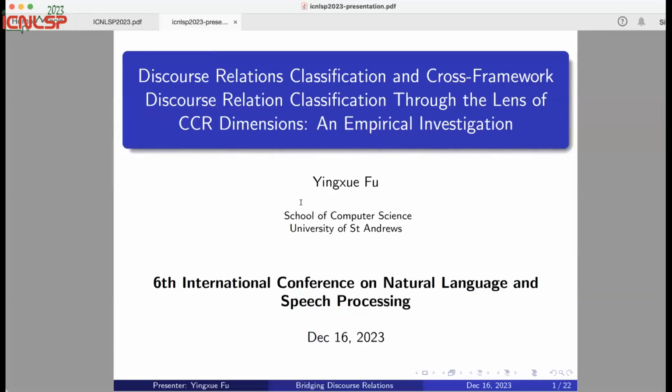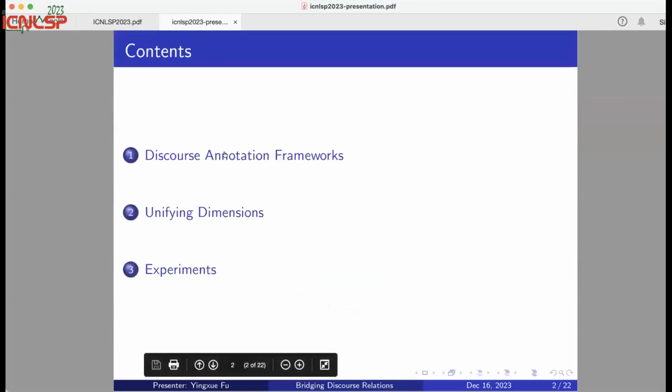Great. The topic is discourse relation classification and cross-framework discourse relation classification through the lens of CCR dimensions. Okay, we'll cover the following parts. The first is we'll look at some discourse annotation frameworks that we focus on in this research, and we'll also have a look at the dimensions, and then we'll talk about the experiments.